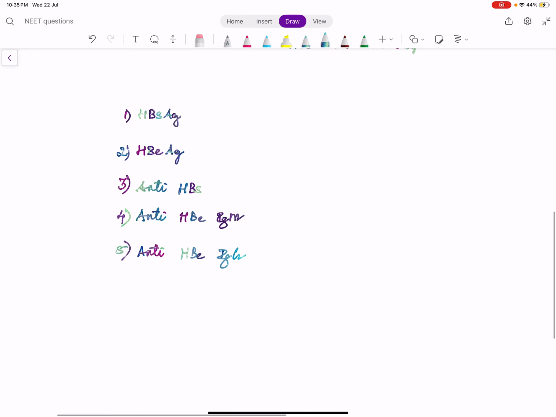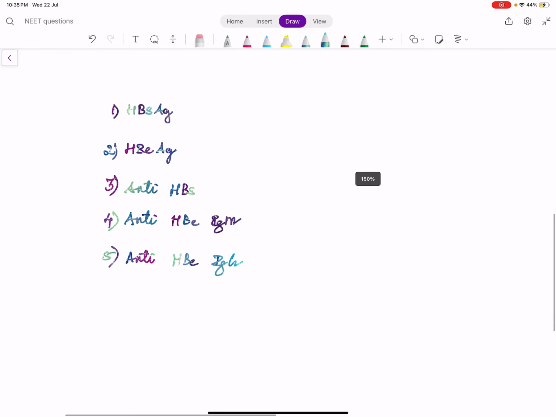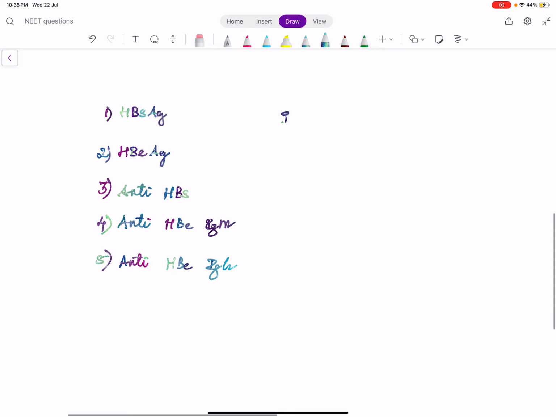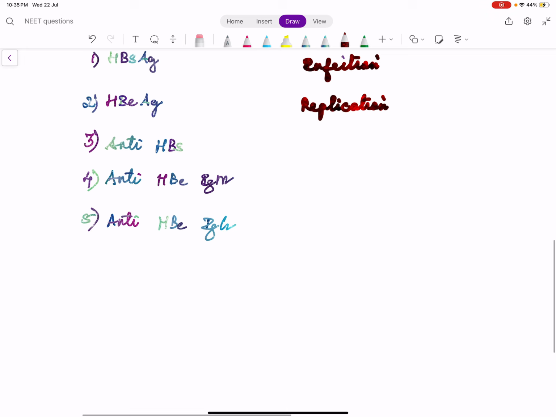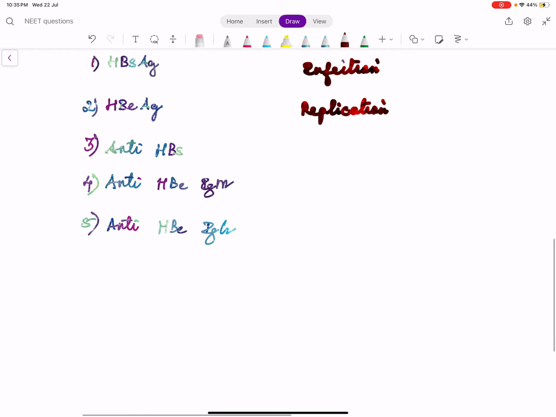Now what do these things indicate? If HBsAg is present in the blood, it definitely means the virus is there. So presence of HBsAg indicates infection. What does HBeAg indicate? HBeAg always denotes active replication. So whenever HBeAg is present, it means active replication. The disease is active.